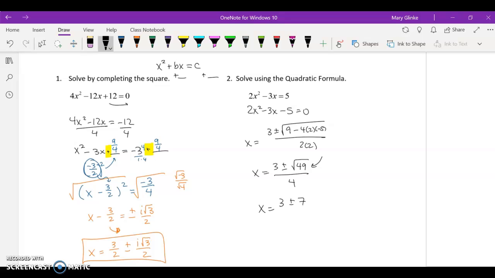Once you get 3 plus or minus 7 over 4, then these are all rational answers. We should be able to come up with two concrete answers for this. You cannot leave it as 3/4 plus or minus 7/4. So 3 plus 7 is going to be 10 over 4, and 3 minus 7 is going to be negative 4 over 4. And so then 10 over 4 becomes 5 over 2. Negative 4 divided by 4 becomes negative 1.